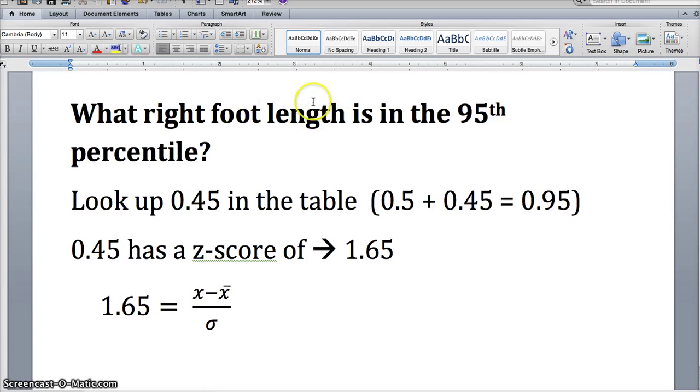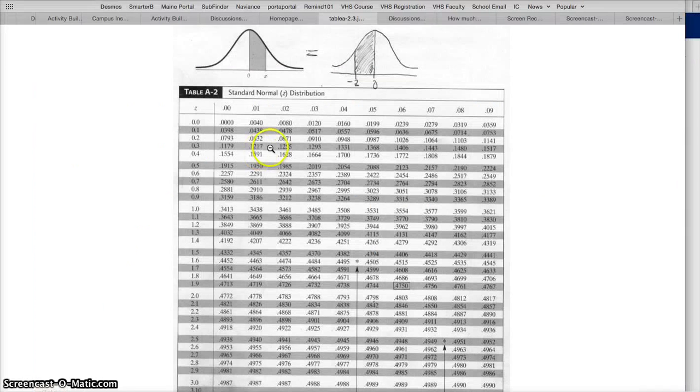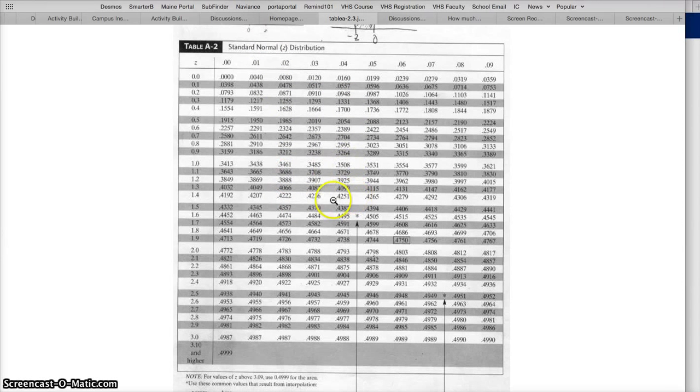What would be the score to get the 95th percentile? Like, what would be your right foot length that would be in the 95th percentile? So we go backwards on this. So 95th percentile, by looking at my table, remember that the table only gives you the area between the z-score and the mean. So I'm actually not looking for 95 because that would be like the whole thing. I'm just looking for 45 because that would be the difference there. So I go in my table and I'm looking for 45.